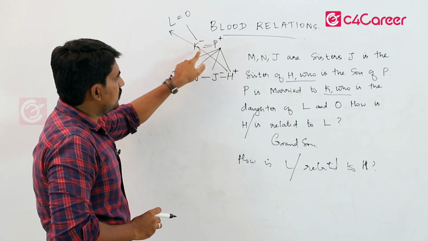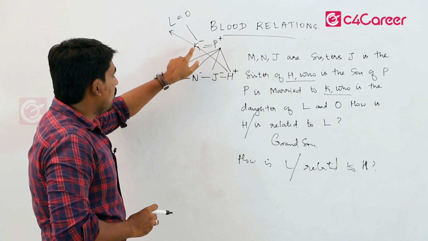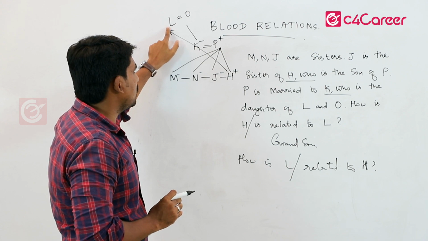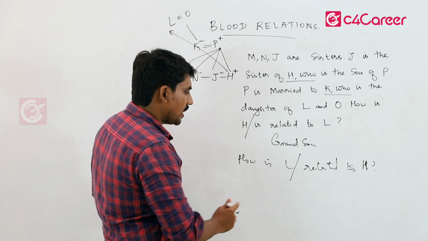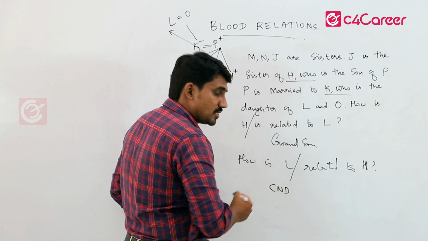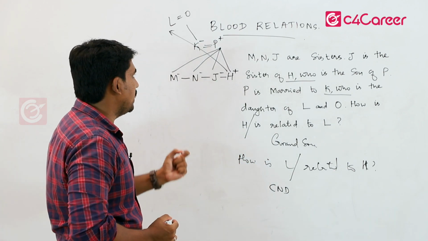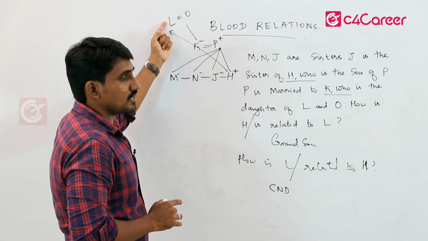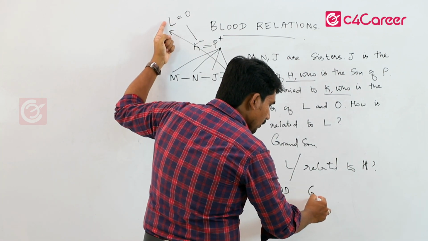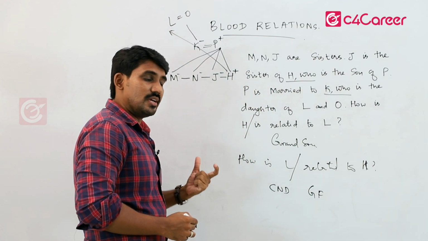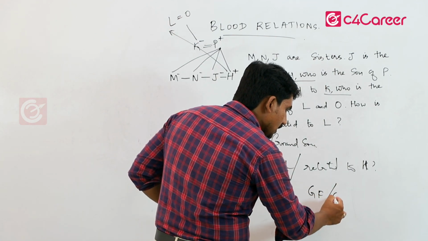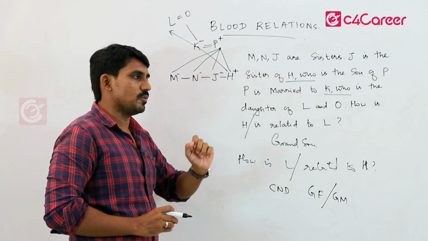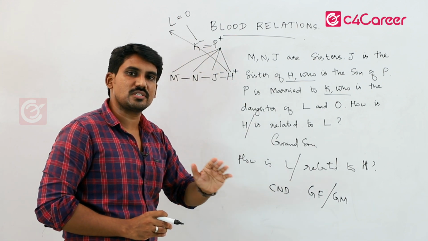H's parent, mother, is what? K. K's parent is L. L's gender is missing. Gender missing means what can we say? Easily we can say the answer is cannot be determined. Otherwise, if you assume L is plus, what is the relation? Grandfather. When we consider L is male, the answer will be grandfather. When we consider L is minus, the answer is what? Grandmother. So simply, gender missing means cannot be determined.